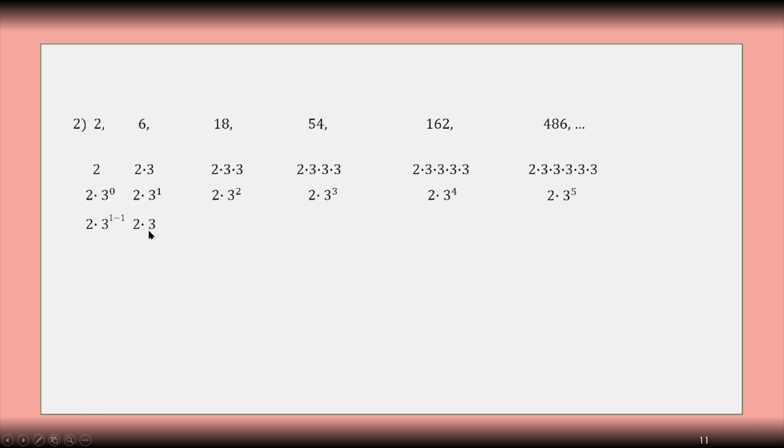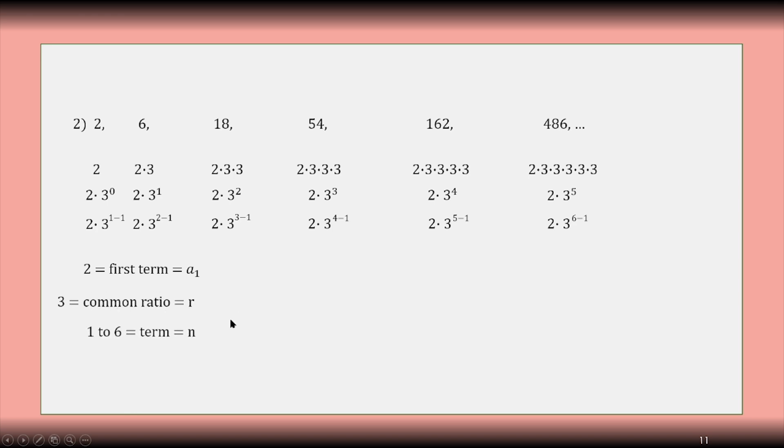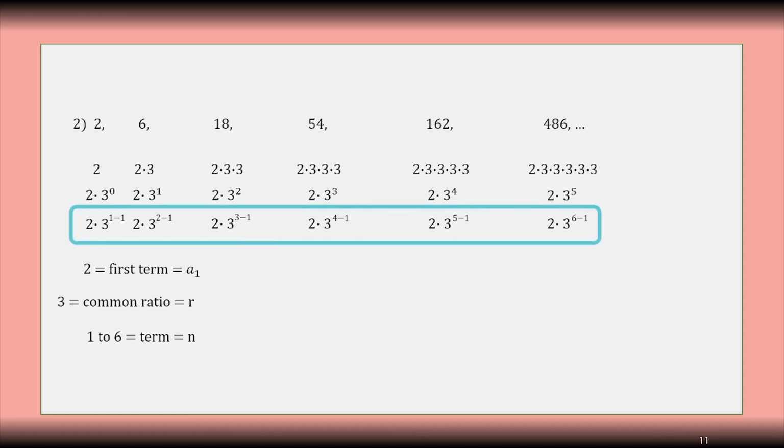The next one is 2 times 3. So, mangyayari para sa second term, 2 minus 1. And so on. So, mangyayari dyan ay sunod-sunod lang naman yan. Now, let us make a general formula for the nth term of this sequence. So, yung 2 natin, ang representation niya is the first term and it is denoted as a sub 1. Then, yung 3 natin is the common ratio denoted as r. And, yung ating 1 to 6 is the term or the value of n. Then, focus lamang tayo dito sa nakabox natin.